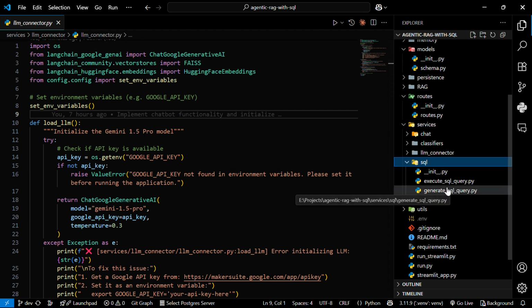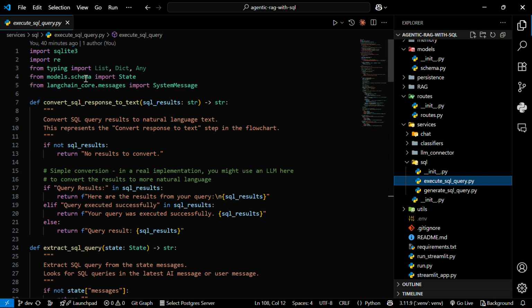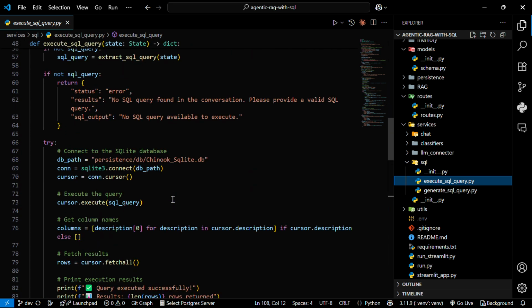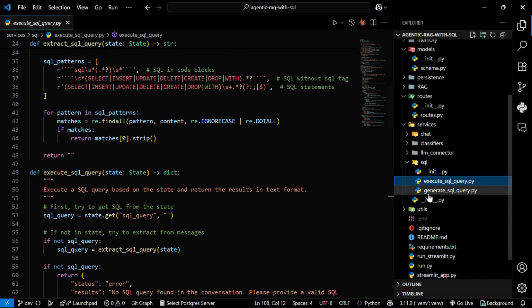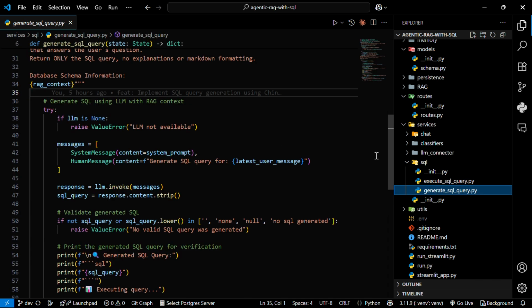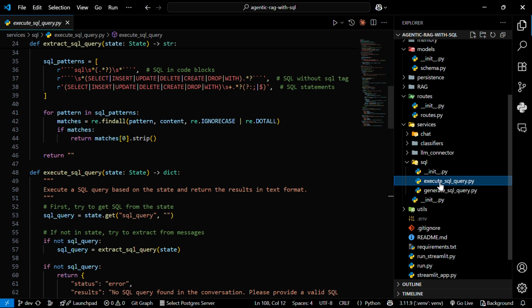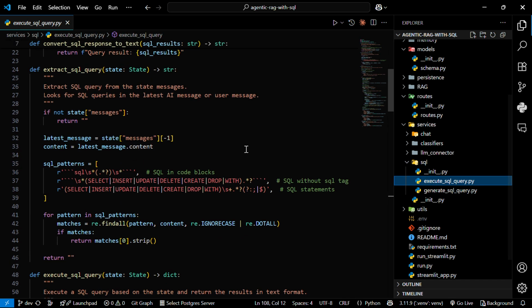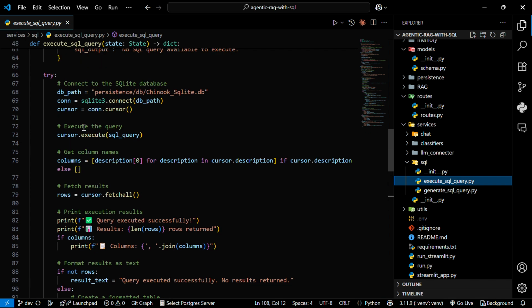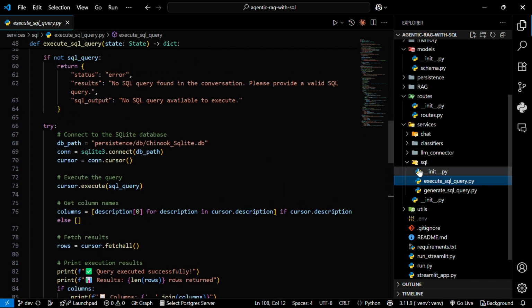And in the SQL, there are basically two functions. One is generating the SQL query. This is just normal prompting, and the SQL query is being generated. I'm sorry, this one is executing the query, and this one is generating the query. After execution, this whole thing gets converted into a textual response so that I can update it into the context of the LLM, and it can produce responses. So this is pretty much the structure.